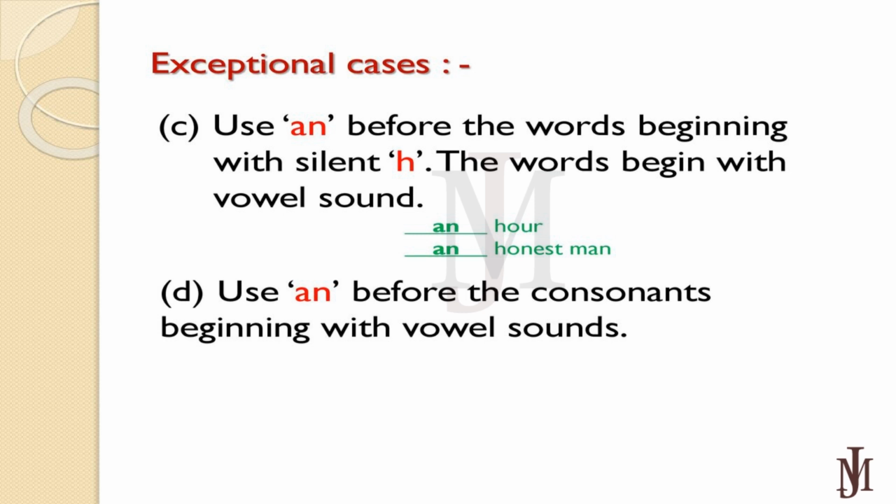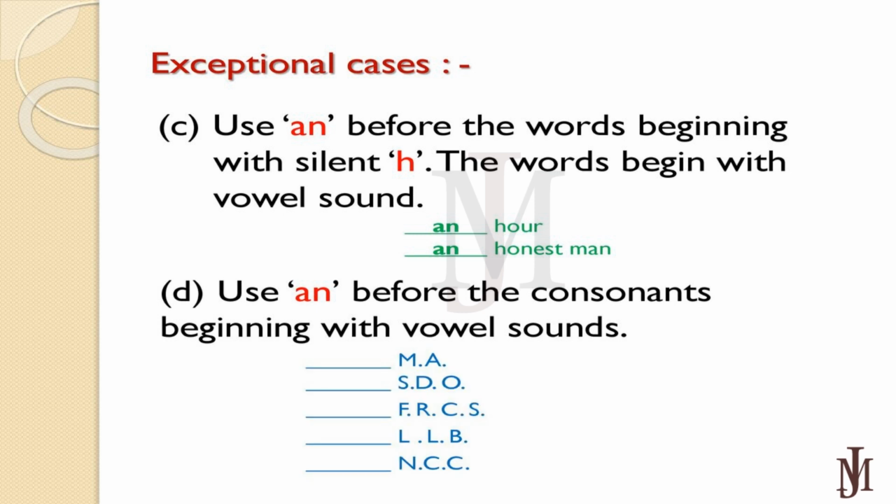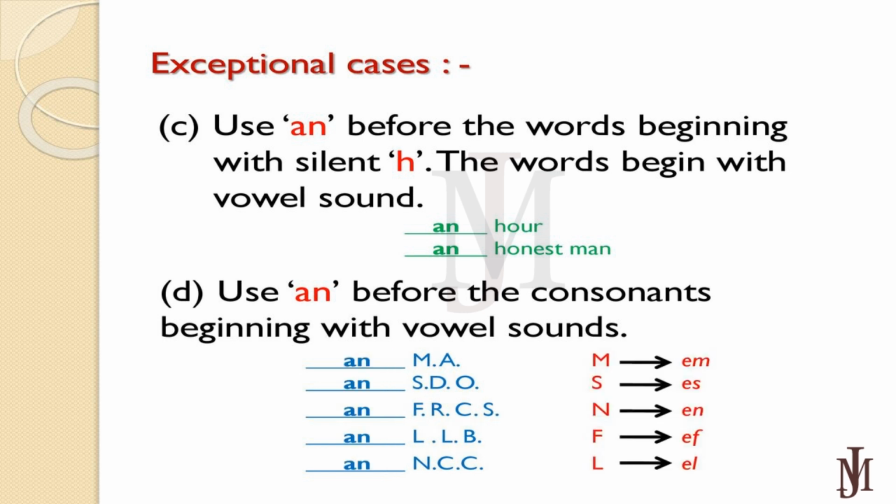D. Use an before consonants beginning with vowel sound. There is a set of examples. To utter all these abbreviations beginning with M, S, F, L, N, vowel sound comes first. So we say an MA, an SDO, an FRCS, an LLB, an NCC.